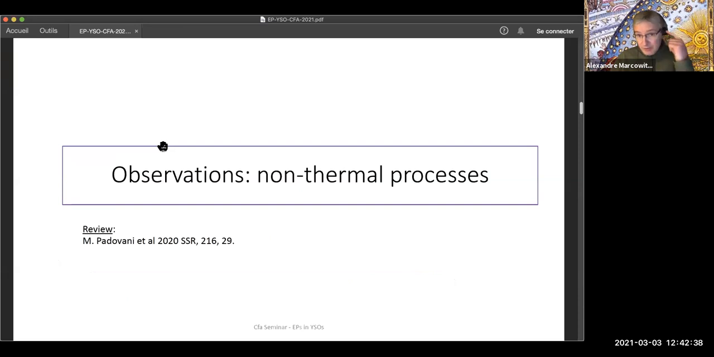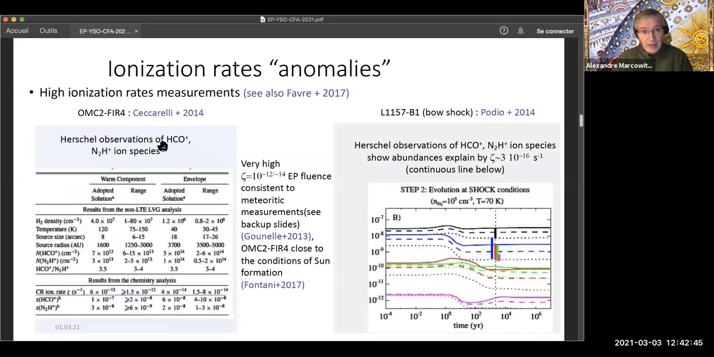Going towards observation about non-thermal processes in T-Tauri systems, I can show you some interesting examples. The first one is the derivation of high ionization rates in at least 2 objects, which are quite different from each other. The first one is OMC2 FIR4.